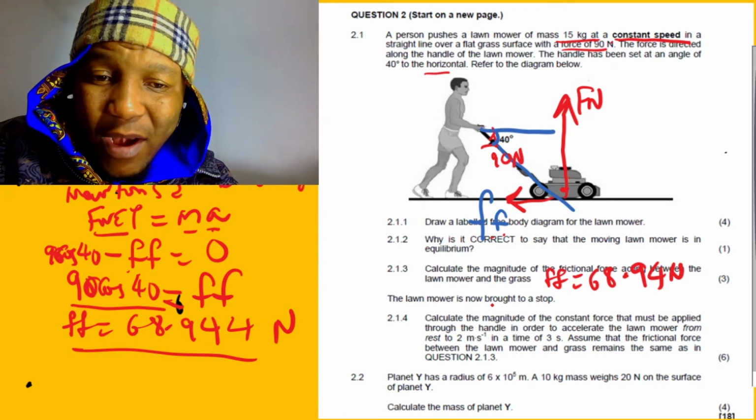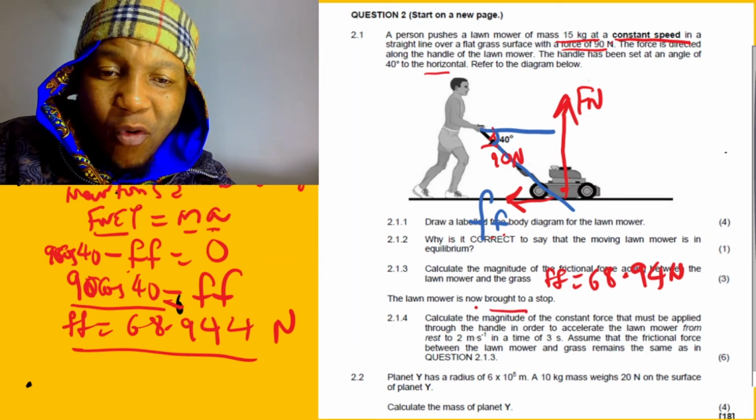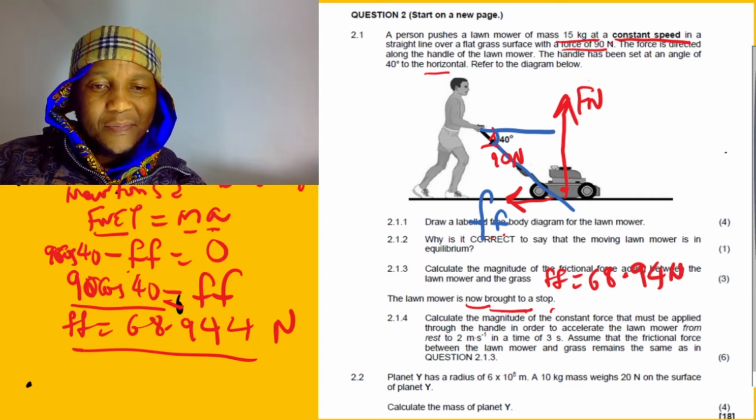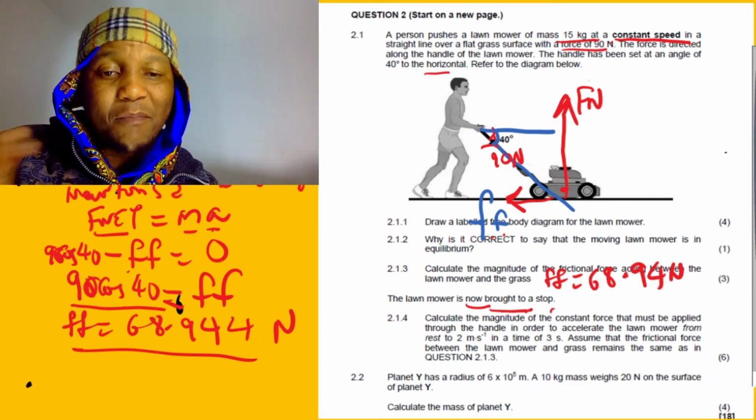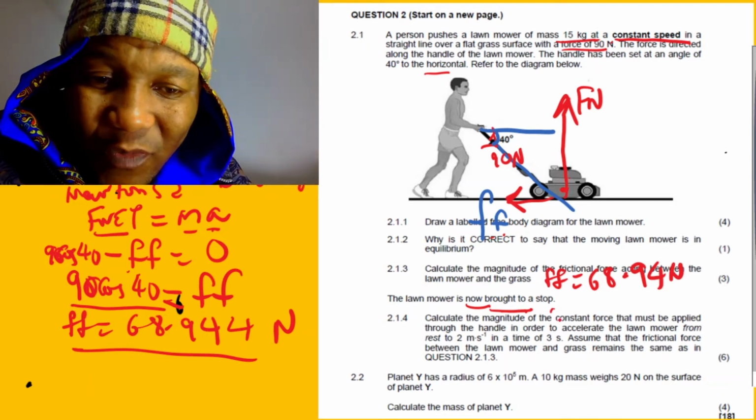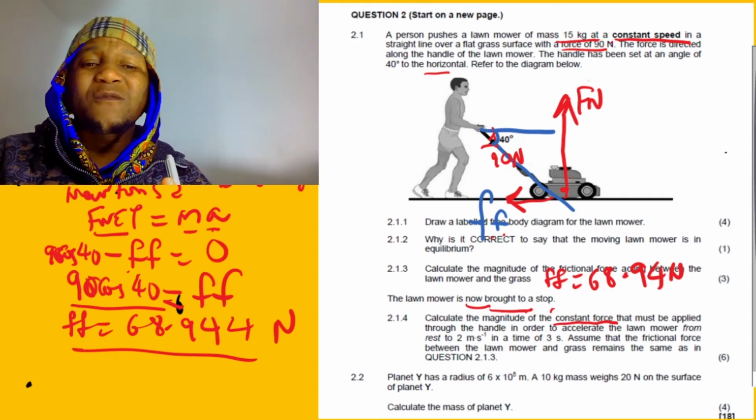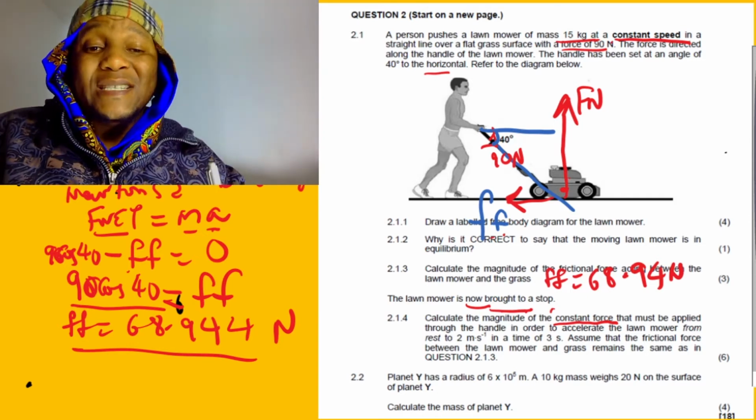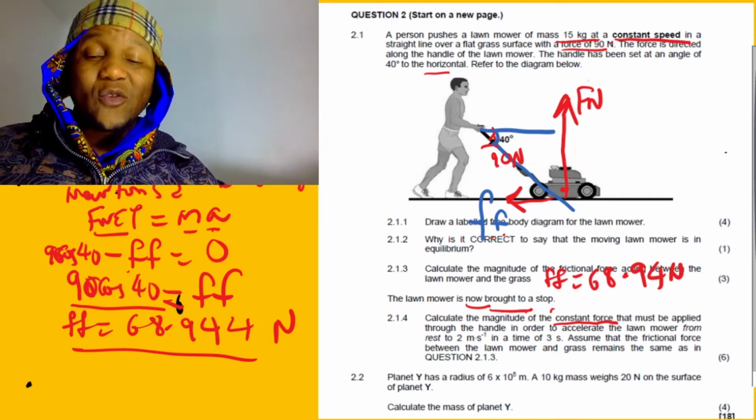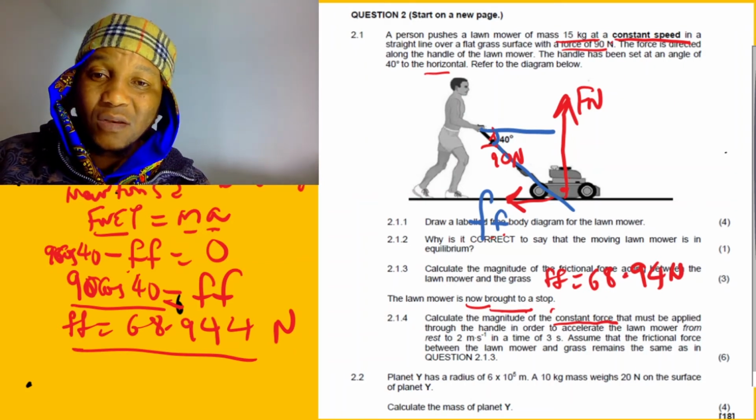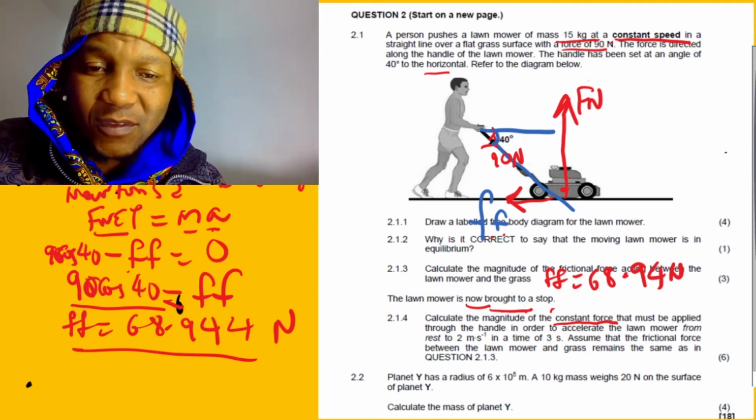Now they say the landmark is now brought to rest. The landmark is now brought to stop. So do we stop? But now let's read again. They say calculate the magnitude of the constant force. We want to get that constant force, because remember we were pushing it at a constant speed. So we're going to get that constant force. What do we want to get? We want to get that constant force. How are we going to get that constant force?